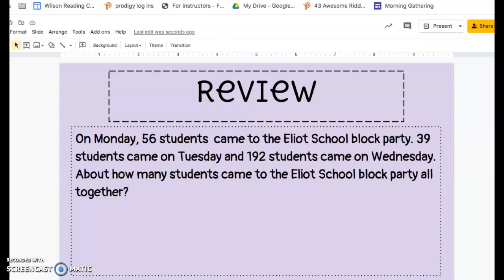Let's look at a word story problem. On Monday, 56 students came to the Elliott School block party. 39 students came on Tuesday, and 192 students came on Wednesday. About how many students came to the Elliott School block party altogether? Pick an estimation strategy. Then solve the problem on your whiteboard. When you're ready, press play.